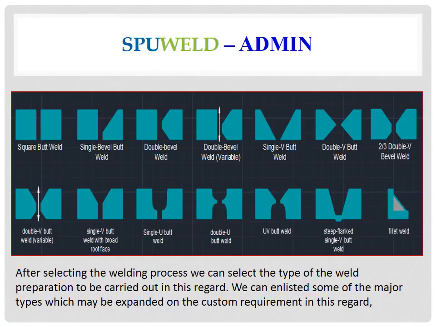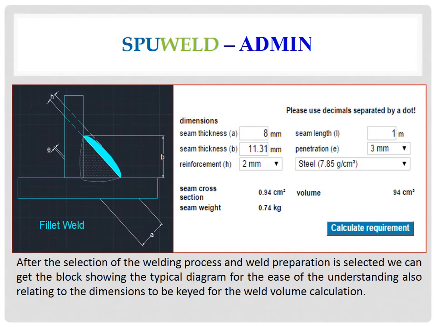In the weld preparation screen, we have standard templates listed here, like the square butt weld, bevel, double bevel, and the fillet weld, etc. On selecting one of them, it takes you to the next screen which shows the particular weld preparation that you have selected, and the marked diagrams like A, B, E and H show you the various parameters that you need to define in the editable model, wherein you can define the seam thickness, the seam length, and also the penetration and the reinforcement.